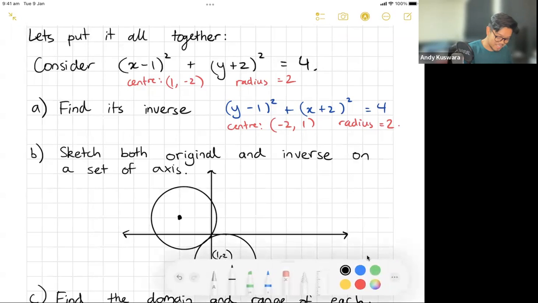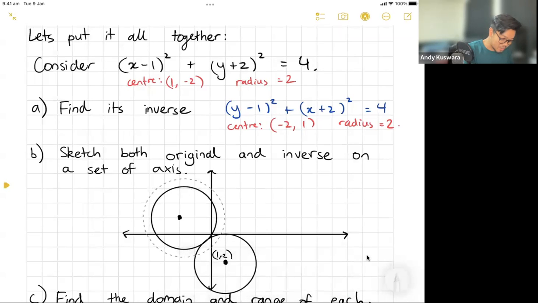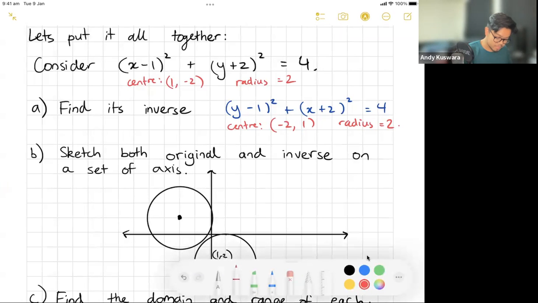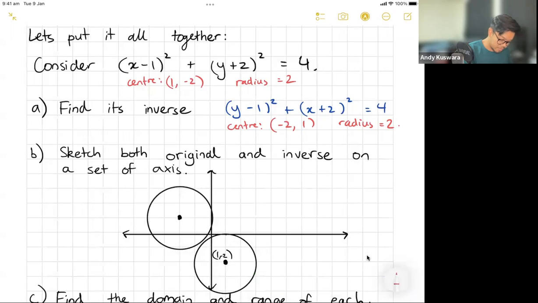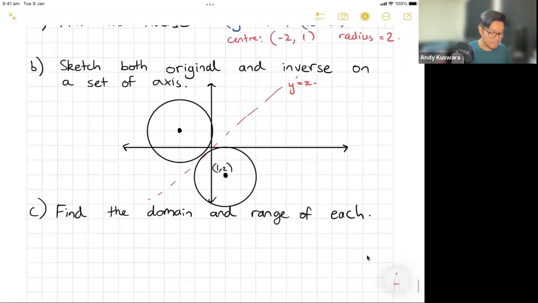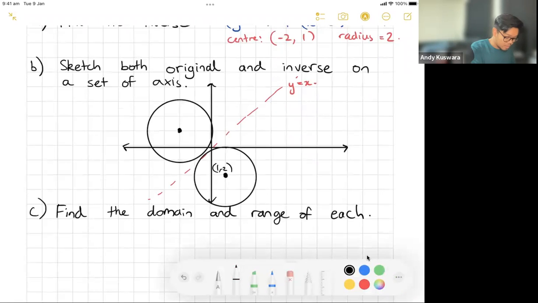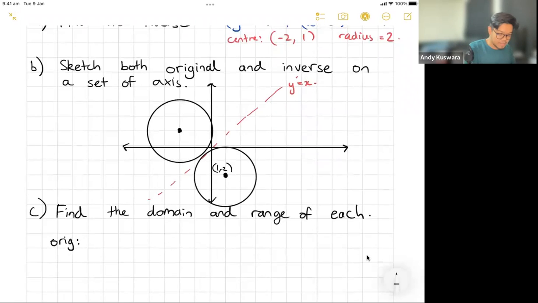Not as good. Okay, now if I had done this correctly and beautifully, it's a little bit bigger, but you can see how it roughly reflects against that y equals x line that we talked about. Okay, find the domain and range of each. So I'll write orig, and then for the other one, I'll talk about the inverse.